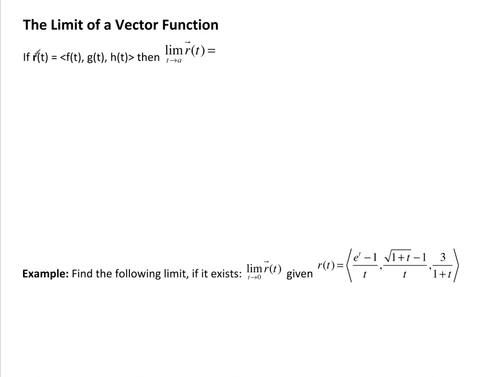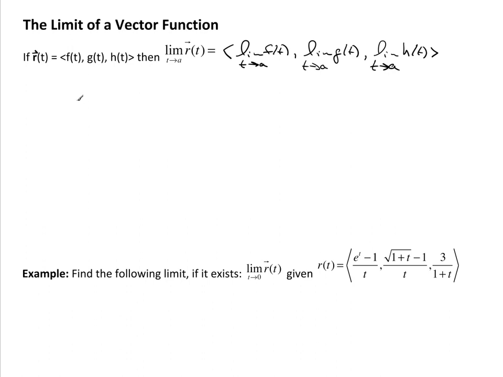So let's start off by saying if R of t, this vector function, is defined as being equal to, in component form, f of t, g of t, and h of t, then the limit as t approaches a of R of t is equal to, in component form, the limit as t approaches a of f of t, the limit as t approaches a of g of t, the limit as t approaches a of h of t.